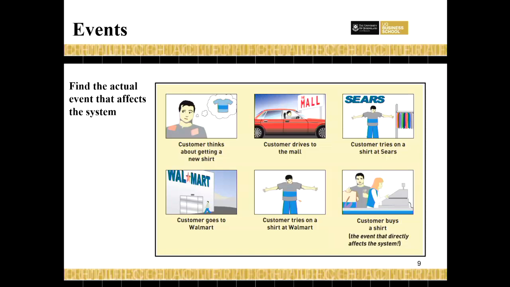The parking system. So events: there is not a unique answer to what is an irrelevant event. It depends what system you develop. So in this case, customer buys a t-shirt, the event that directly affects the system: the procurement system, the payment system.